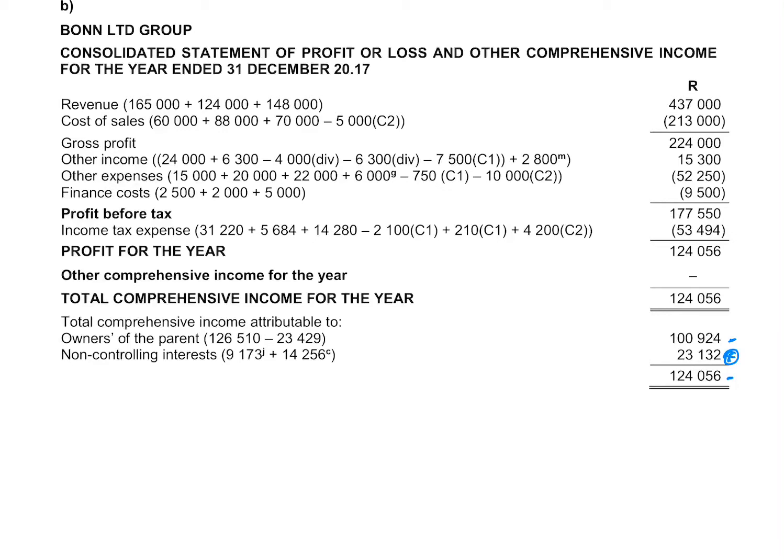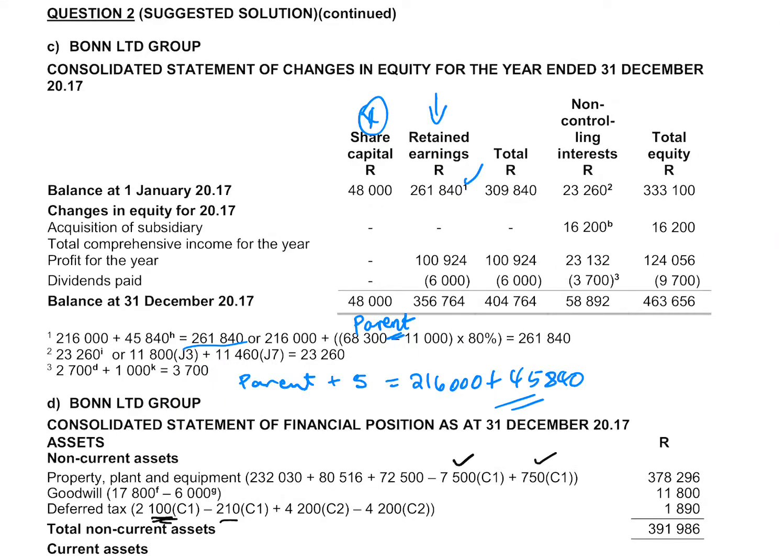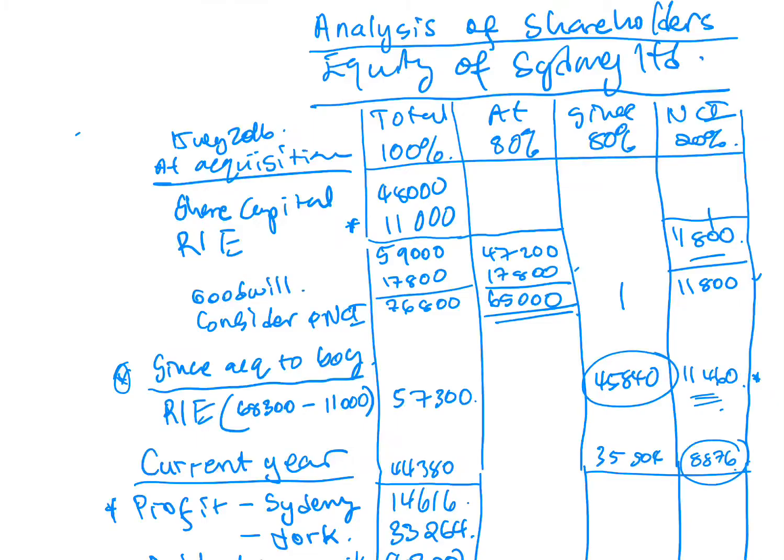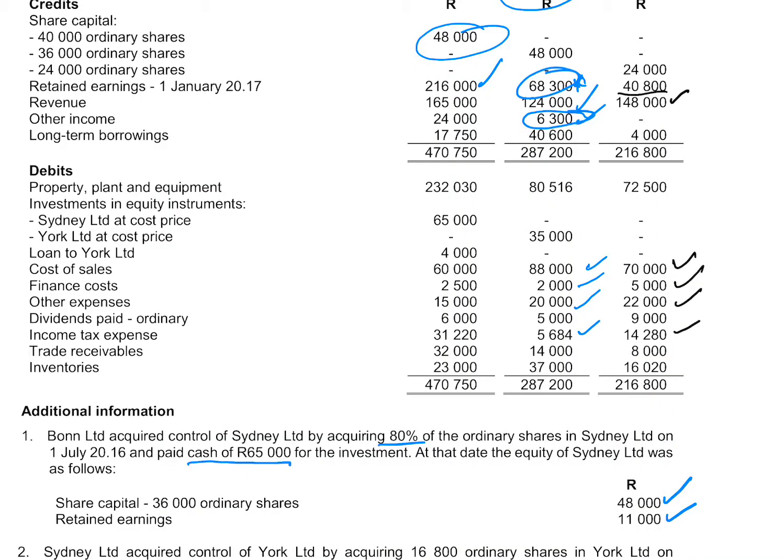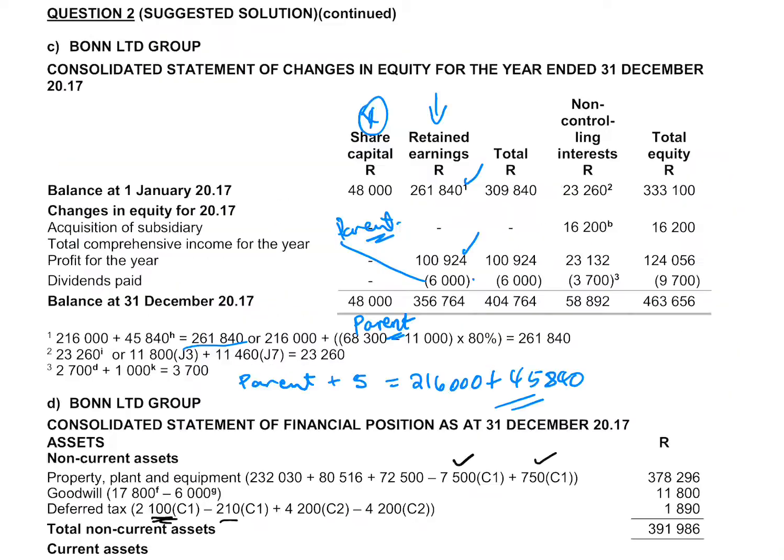So this amount, in many cases, I call it the balancing figure. If you don't want your life to be complicated too much, that amount will be the balancing figure. Right. So after getting the balancing figure, that's the amount that will go to the retained earnings. Then dividend. This is the dividend of the parent. How much did the parent pay as dividends? The parent paid dividends of 6,000. That's what you come and you put there altogether.